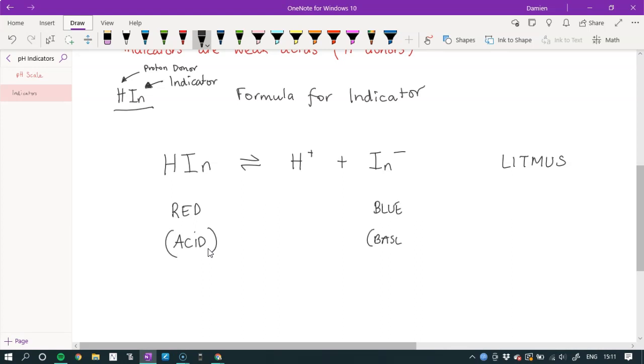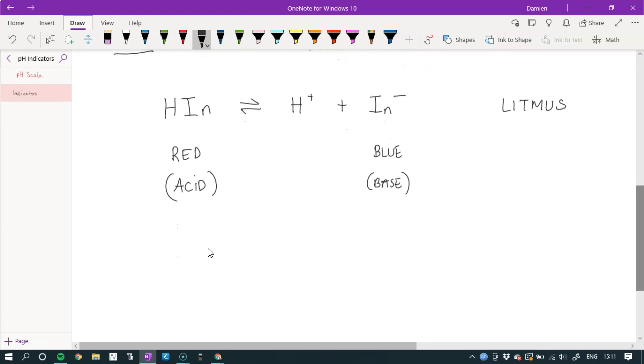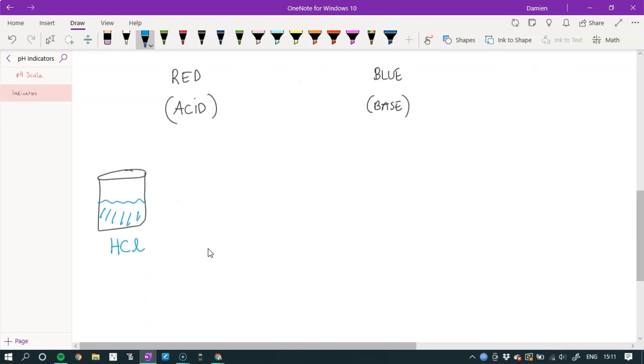Now let's examine this and see how it works. So imagine, if you will, you have a beaker, and inside the beaker you have put in an acid, and inside this acid is HCl. Now what does it mean to have an acid? Well, basically inside in here you have lots of H pluses. So you have a H plus here, a H plus here, a H plus here, because acids are proton donors.